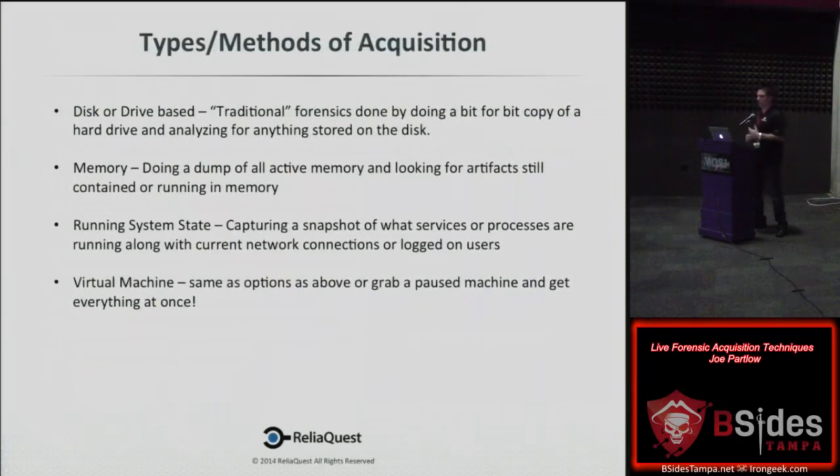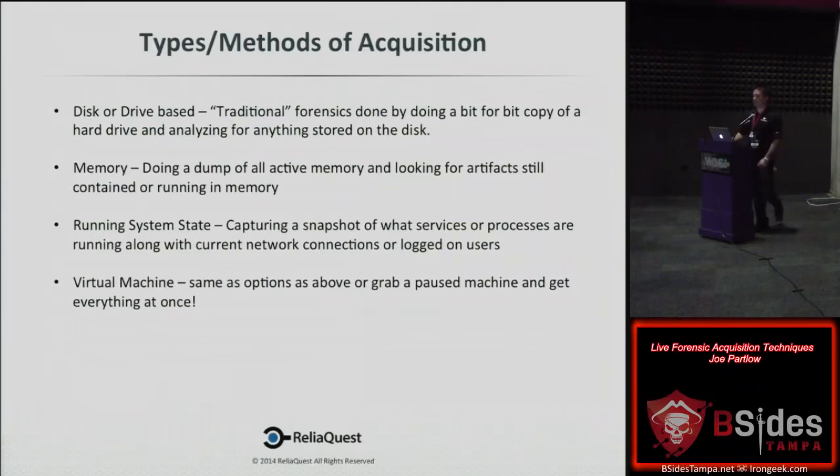So just kind of recapping, what are the different types of methods of acquisition that we can do? You've got your traditional disk or drive based. That's kind of where it all started, and it goes back decades really. That's doing a bit-for-bit copy of the hard drive. Anything that's on the hard drive, you take an image of it, bring it back to your lab, and mount it read-only, or if it's a VM image, maybe you try to mount it that way and look at it. So it's valuable, but there are some other things.